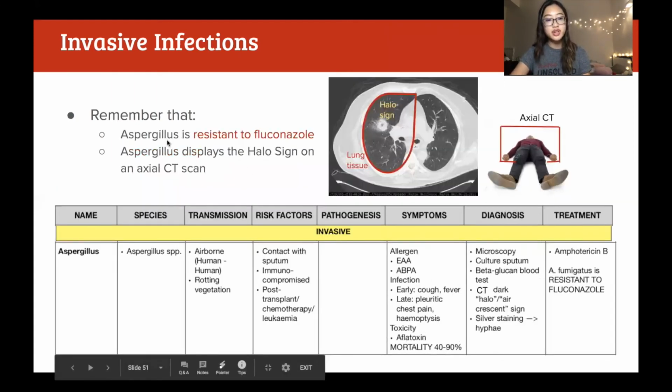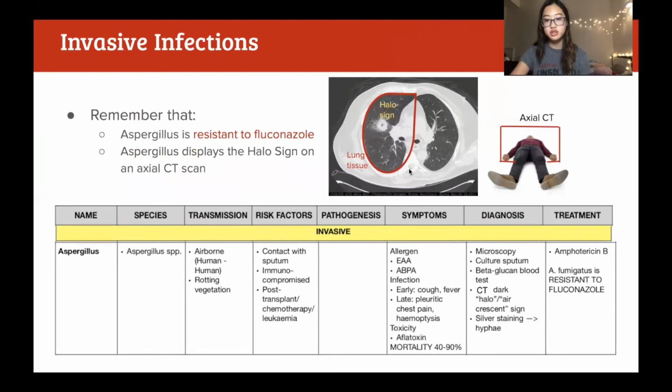And we have aspergillus. So aspergillus is not good either. As you can see here, it also damages your lung tissue. Oh yeah, aspergillus is one of the infections that is resistant to fluconazole. Remember that, okay? It's not affected by fluconazole. Fluconazole brings nothing to aspergillus.